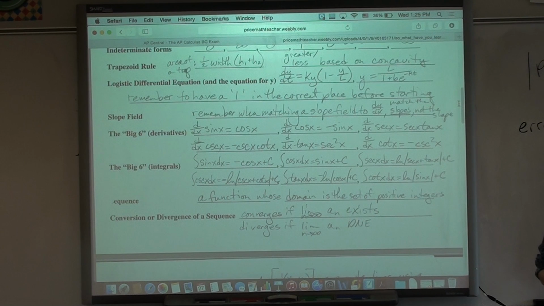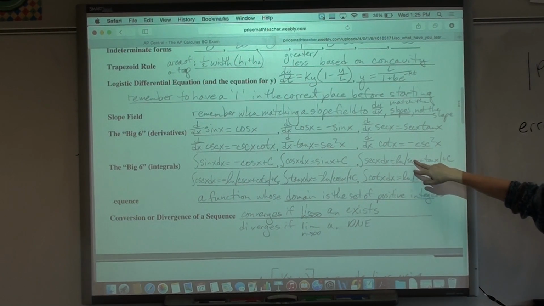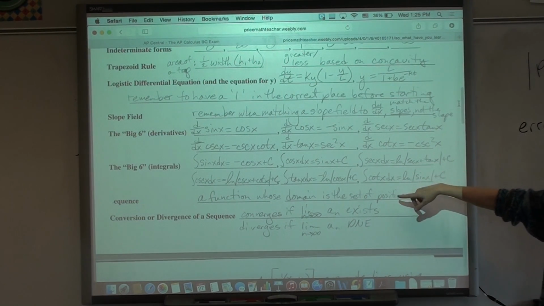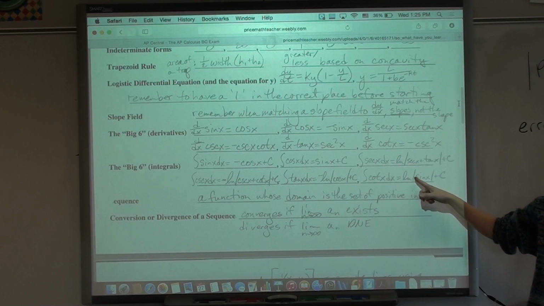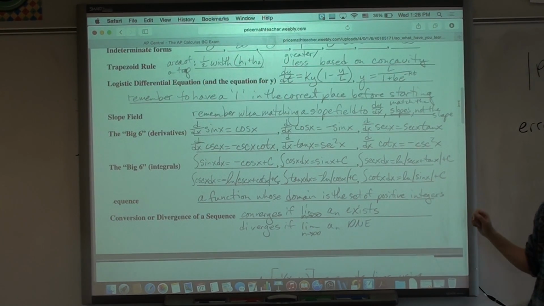All right, the big 6 derivatives are the trig functions. Make sure you just know all of those. The big 6 integrals. Make sure you know all those. It's been a while since we've said, hey, the integral of cotan is natural log absolute value sine, right? So make sure you know them. That could be a multiple choice difference for a point.